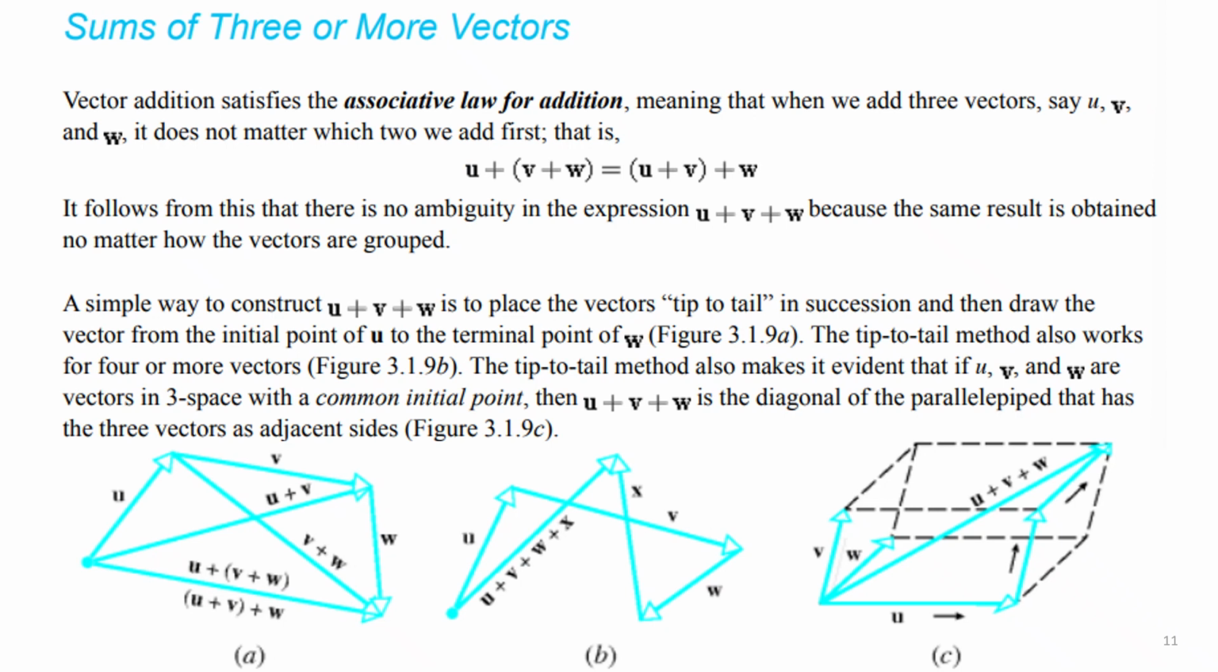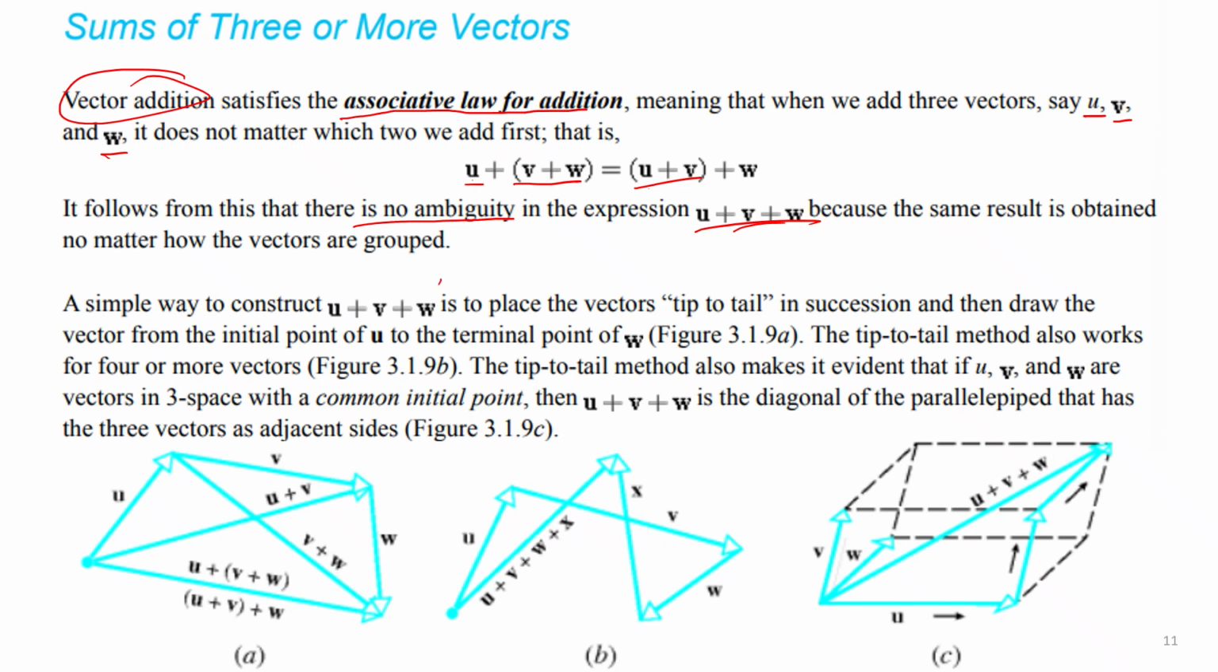When you sum three vectors or more, these addition operations satisfy the associative law for addition. What does it mean? Let's say you have three vectors u, v, and w. Whichever you add first, u and then v plus w, or v plus w first and then sum it with u, the result is the same u plus v plus w. So there's no ambiguity when you write it like this, because it will result the same no matter which one you do first.